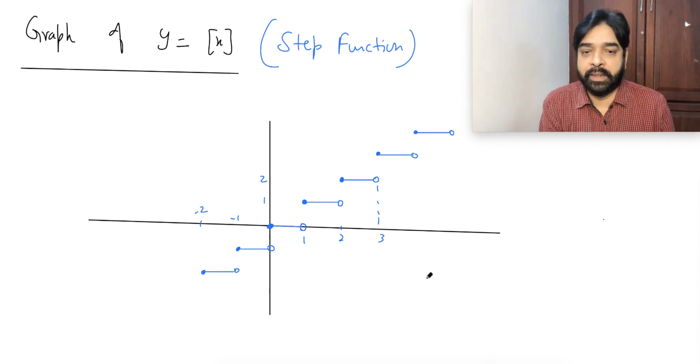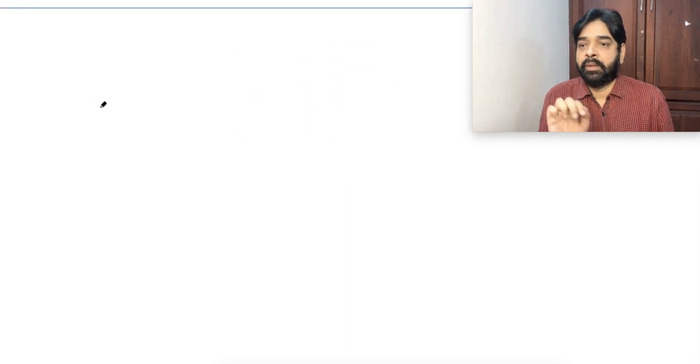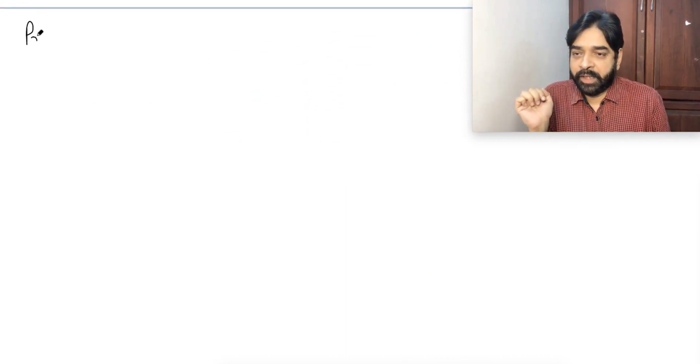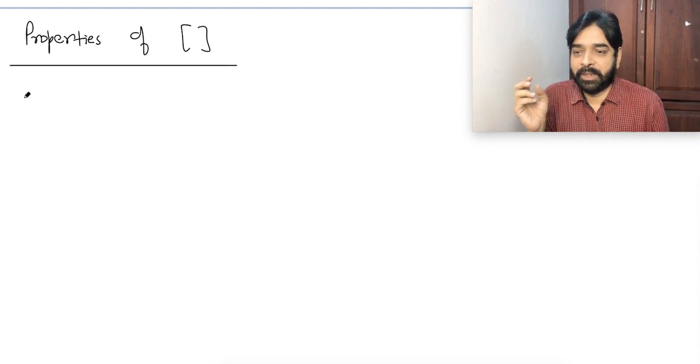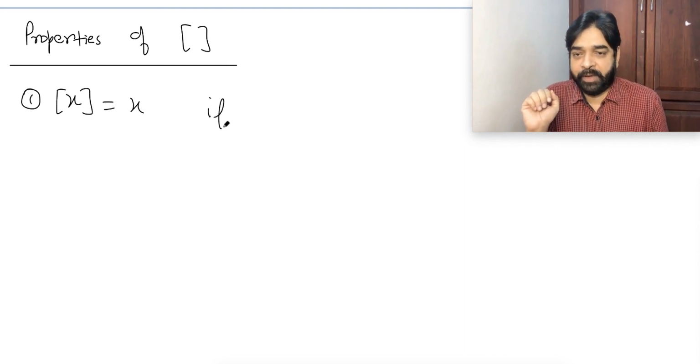Chaliye, let's go ahead. A few properties you can write. Properties of greatest integer x. Simple, small property which you already know: greatest integer x equals x if x belongs to integer.